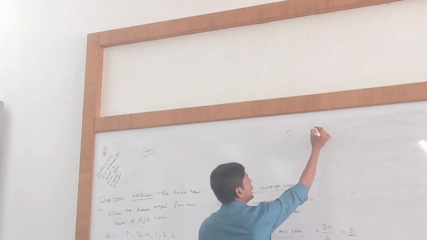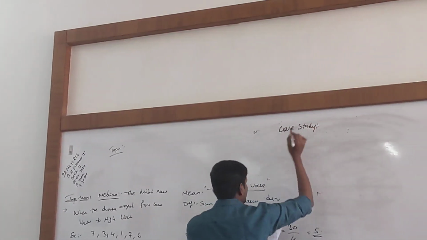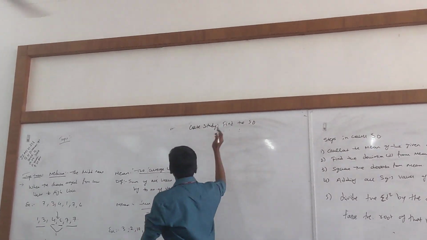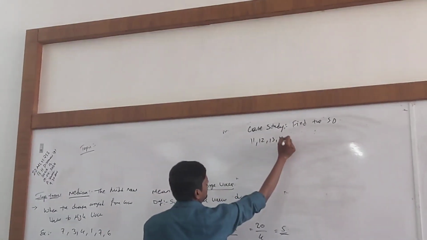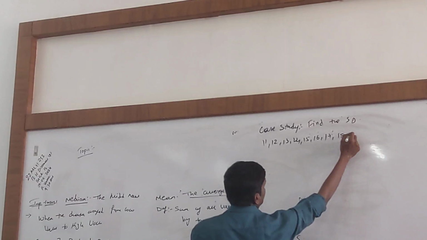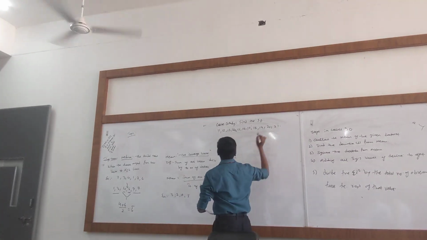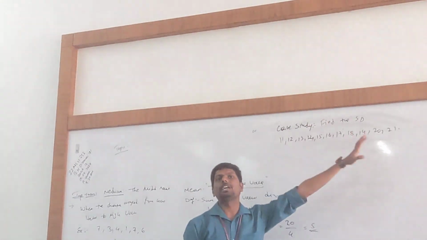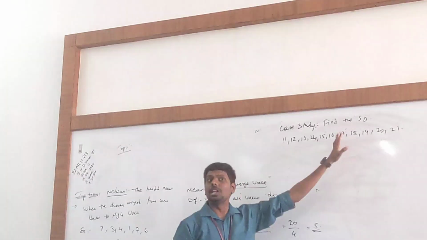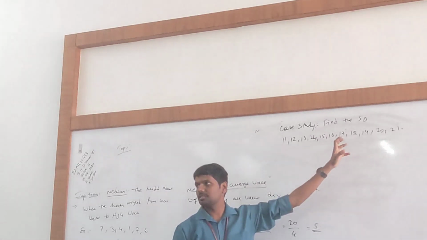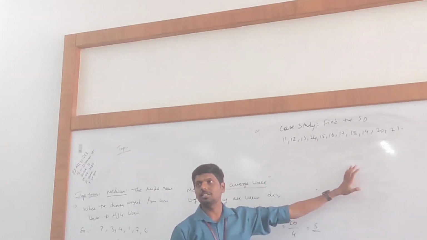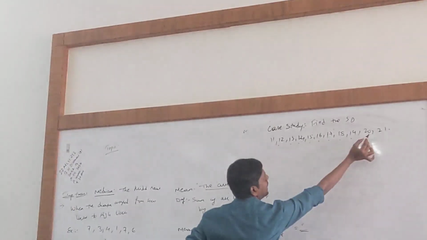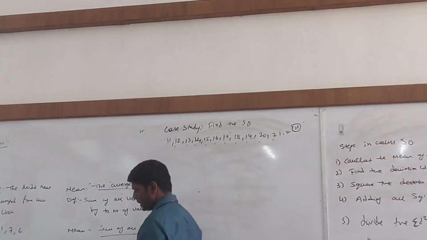So the problem is like this. The case study is this one. Find the standard deviation for these values: 11, 12, 13, 14, 15, 16, 17, 18, 19, 20, 21. I already arranged them from low to high for simplicity. Usually we need to rearrange properly, as the data set is mixed. So how many values do we have? 1, 2, 3, 4, 5, 6, 7, 8, 9, 10, 11. 11 is our data set size.